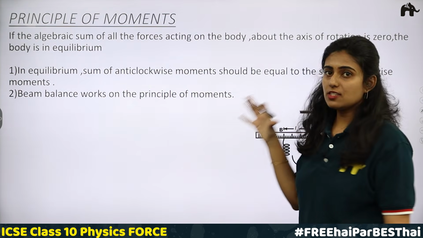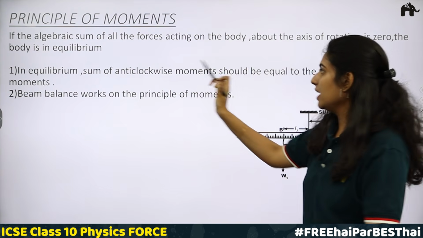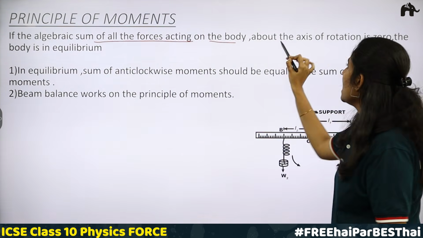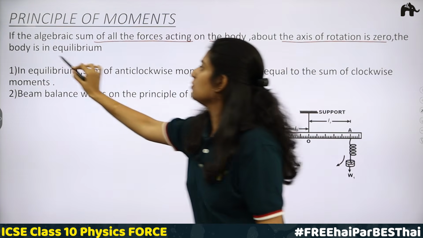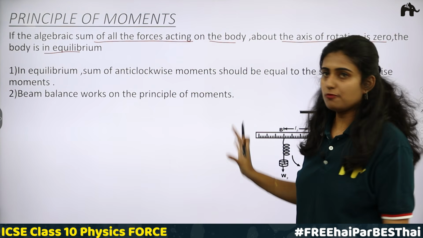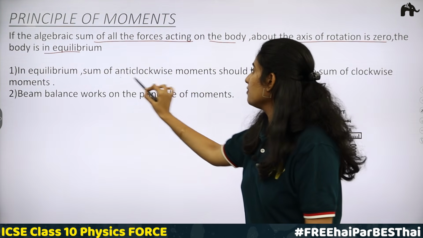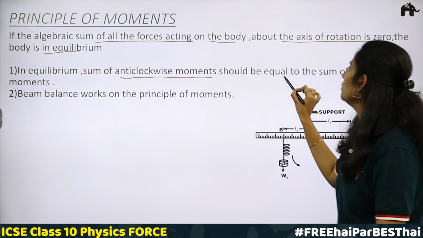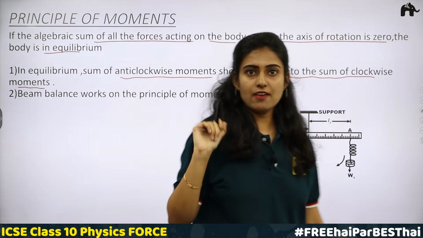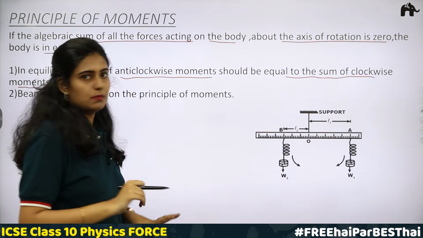Principle of moment. The last topic we are discussing today is the principle of moment. It is nothing, just a statement. If the algebraic sum of all the moments of the forces acting on the body about the axis of rotation is 0, the body is said to be in equilibrium. This is the statement of the principle of moment. According to the principle of moment, in equilibrium, the sum of anti-clockwise moments should be equal to the sum of clockwise moments. This also we have stated. And the beam balance will always work under this principle of moment.